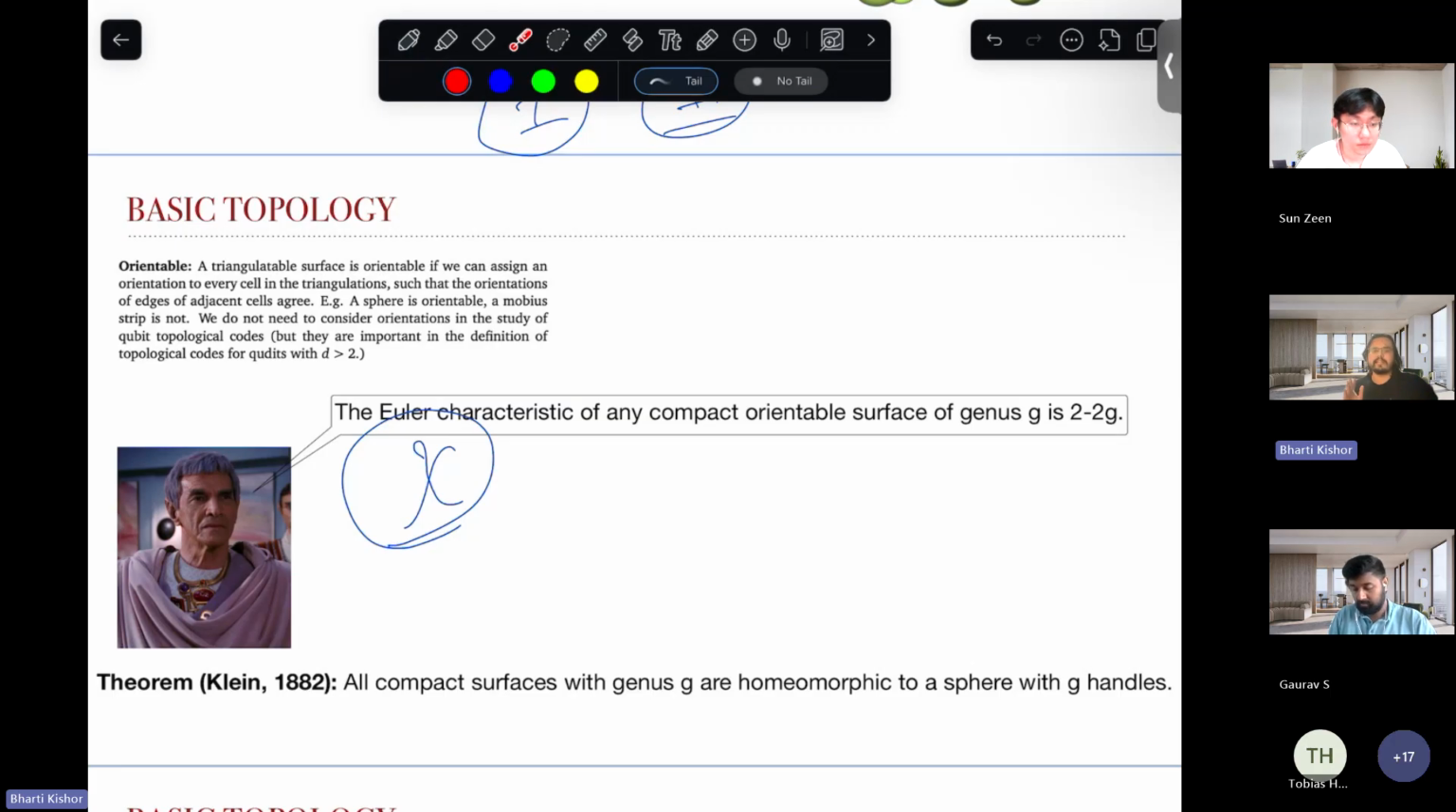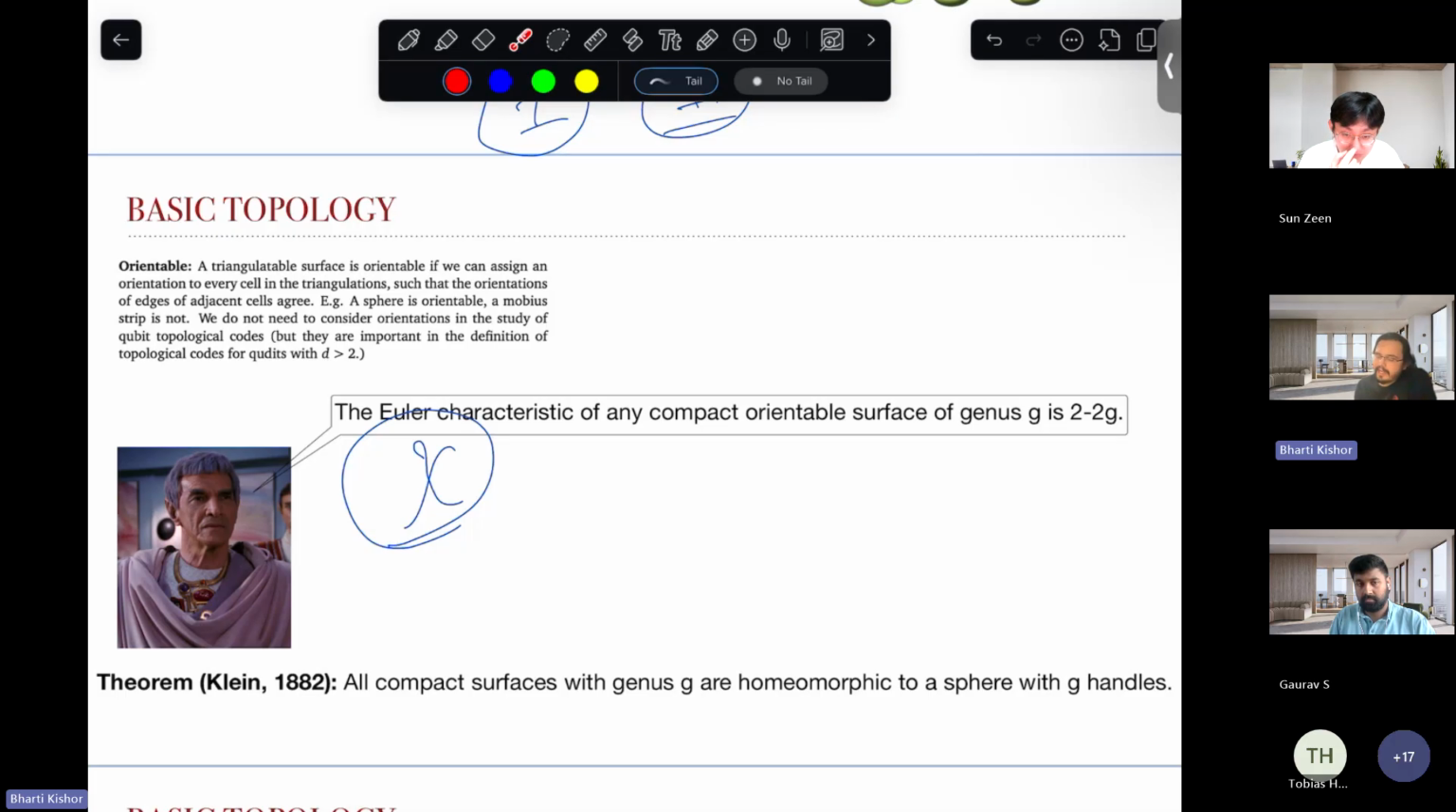Maybe you can think that a sphere is orientable, a Mobius strip is not orientable. What orientability basically means is that to every face, you assign an orientation, let's say clockwise or anti-clockwise, such that every adjacent cell agrees on that orientation. Then you say that the surface is orientable. If that does not happen, then the surface is not orientable. So, for example, with a Mobius strip, something weird happens, right? You can convince yourself it's a non-orientable surface.